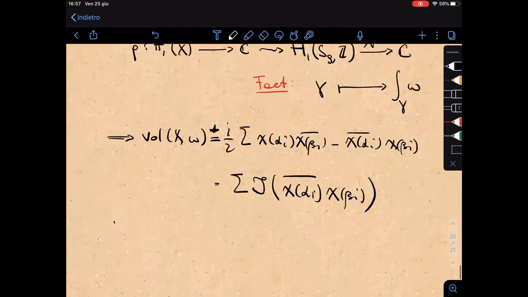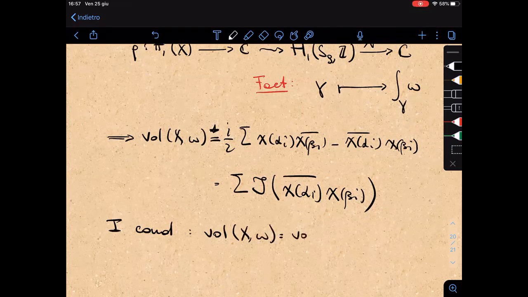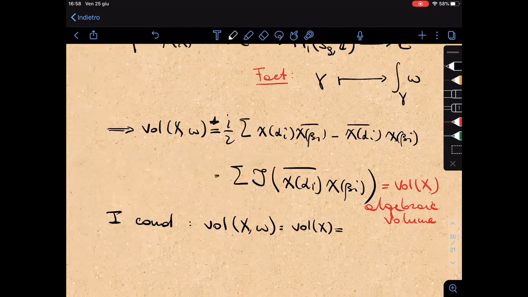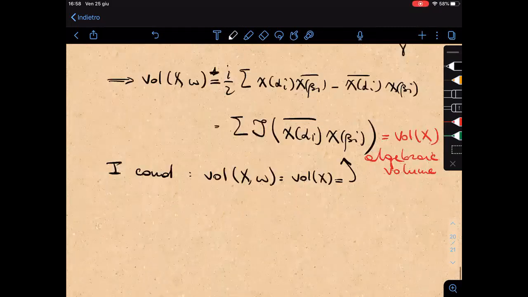Well, so we have found one condition: we want the volume of X, omega to be equal to this thing, which is also called the volume of chi, the algebraic volume. So the first condition is that the geometric volume has to be equal to the algebraic volume, and this has to be equal to this guy here.